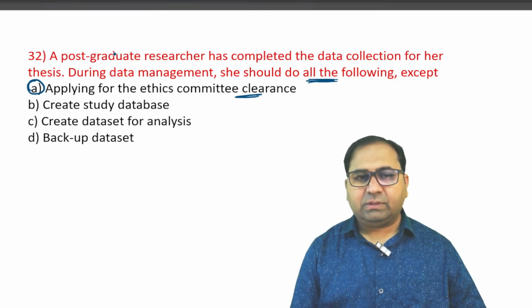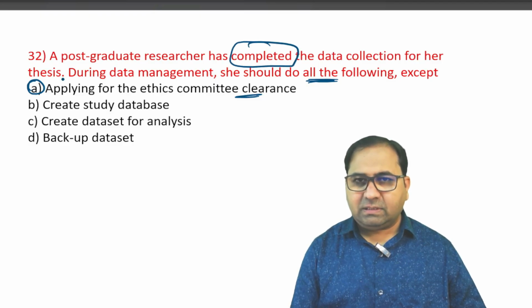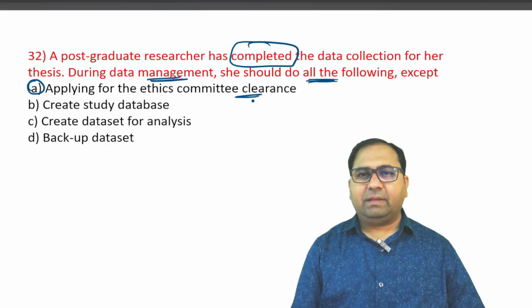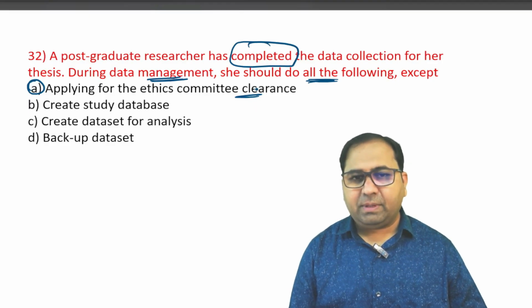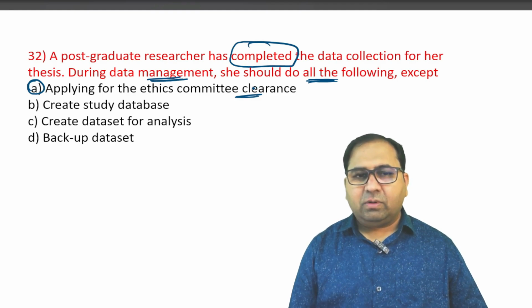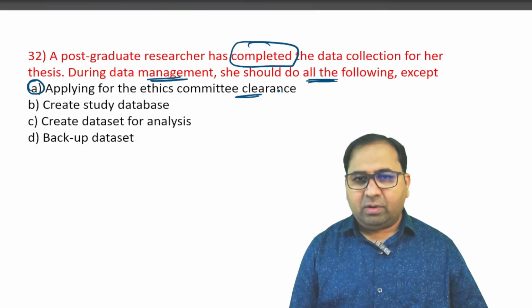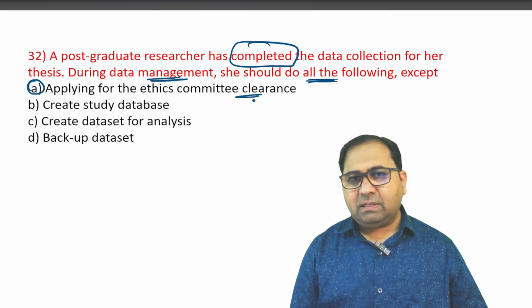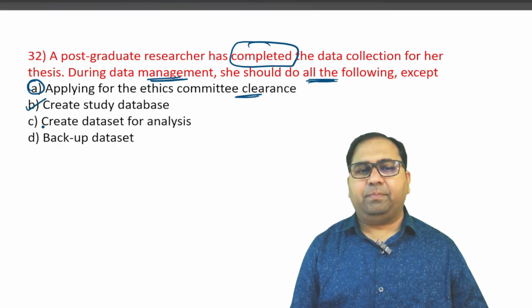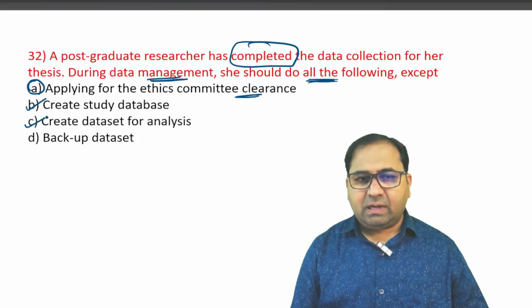now you see, once again we will read the question. A postgraduate researcher has completed the data collection for her thesis. So now the stage is of the data management. When there is a stage of data management, you will not apply for the ethics committee clearance. It has to be done at the priority base first, even before you start the procedure of research. So this step at this stage is wrong. Therefore, applying for ethics committee clearance is the answer for this question. The other statements, let us see. Create the study database. Yes, it is correct. Create the data set for analysis is also correct, and backup the data set is also correct at this stage.